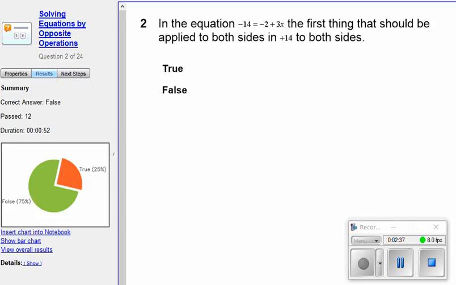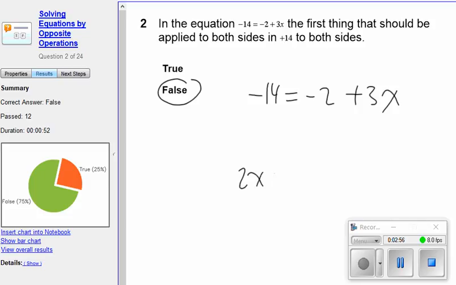The second question in the equation, -14 is equal to -2 plus 3x. The first thing that should be done or applied to both sides is to add 14 to both sides, and the answer is false. And the reason why this question is written is because in most of your experience so far, you've had something that looks like this. 2x plus 1 equals 3. You've had a coefficient, a variable, a constant, and then a value.